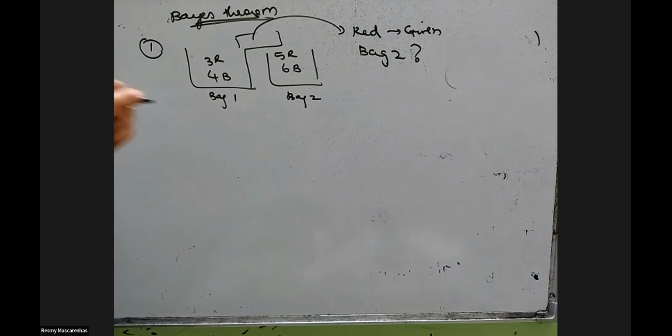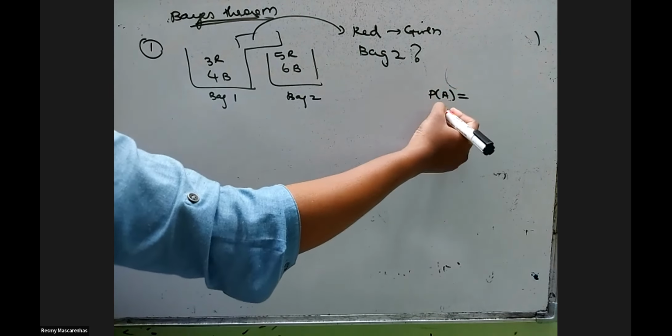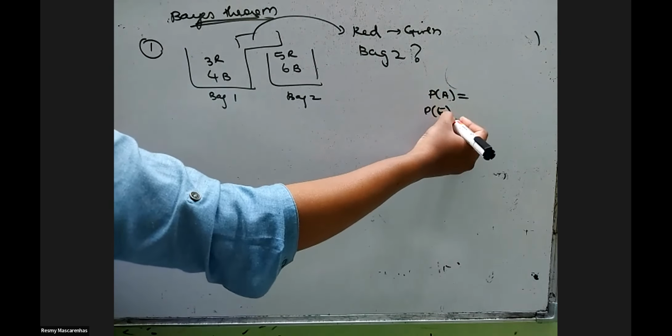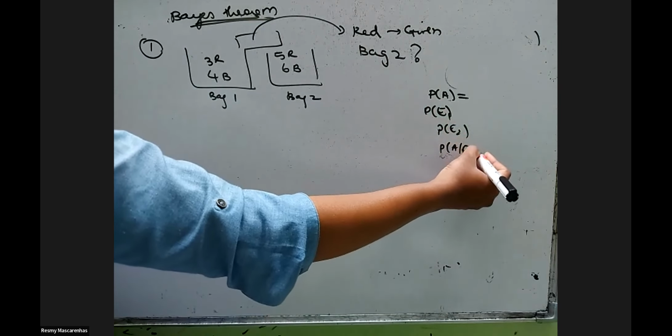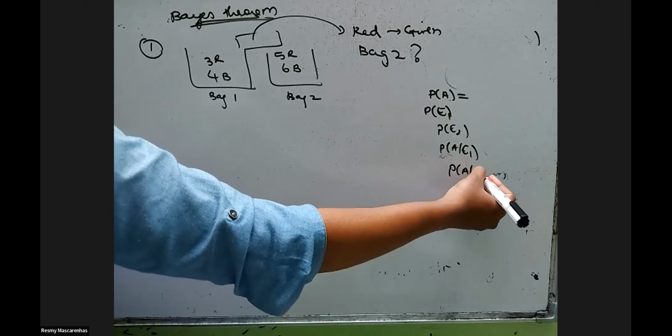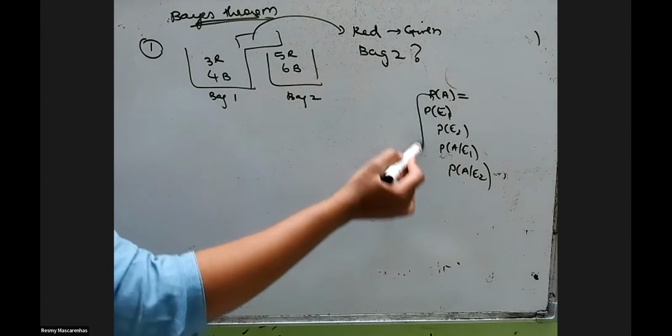This sequence will always remain the same, I told you: P of A, then P of E1, P of E2, then P of A upon E1, P of A upon E2. Irrespective of whether it is total probability or Bayes theorem, these you find and keep.